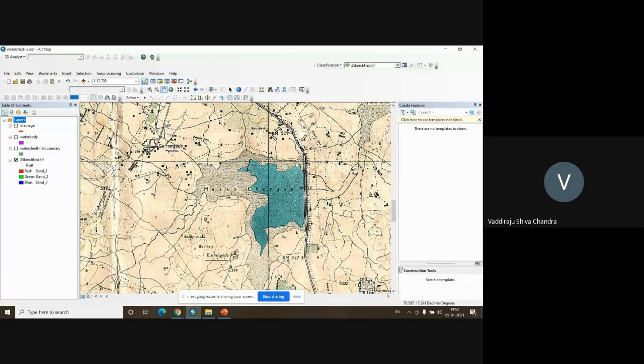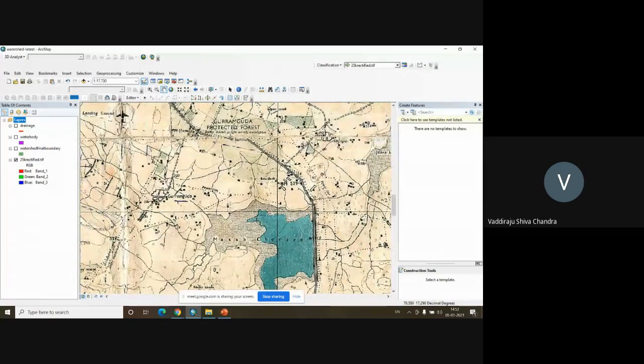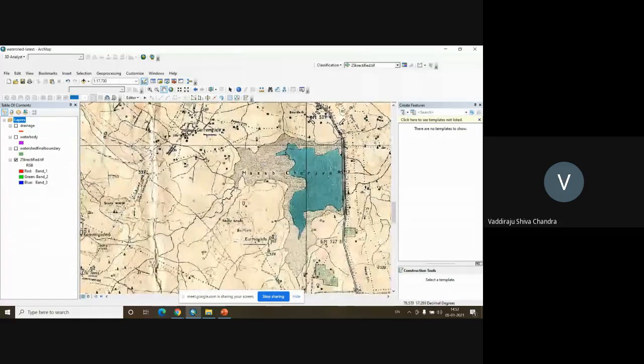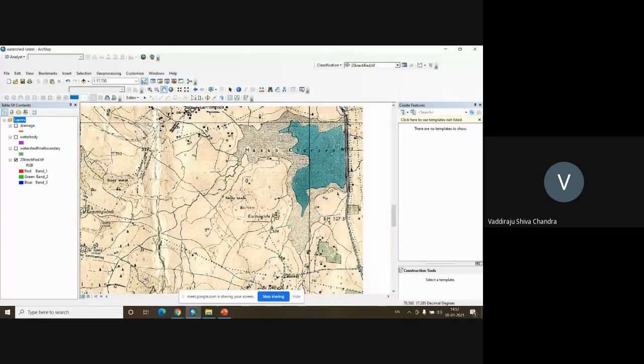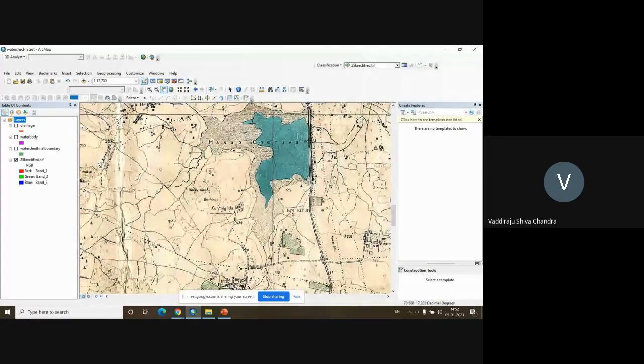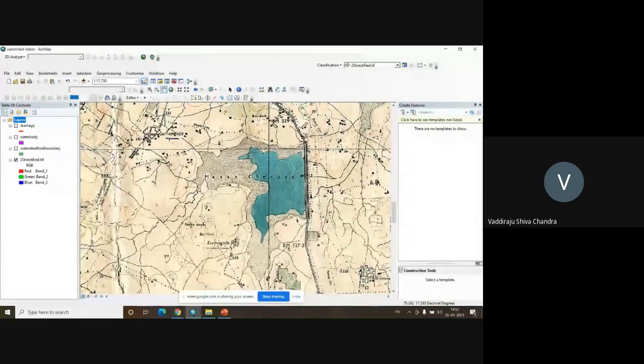Naturally it will be at a lower elevation, because here you can see this is a contour map. This contour value is 530 meters, and here you can see a contour value of 520 meters. So there is an elevation difference of 10 meters here. That is why the water is traveling from 530 meters to 520 meters.